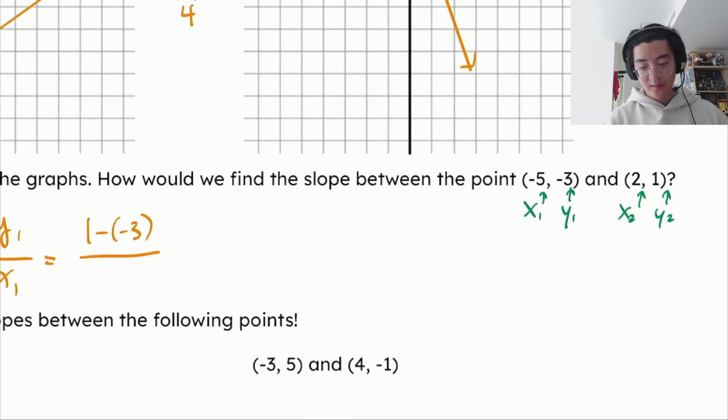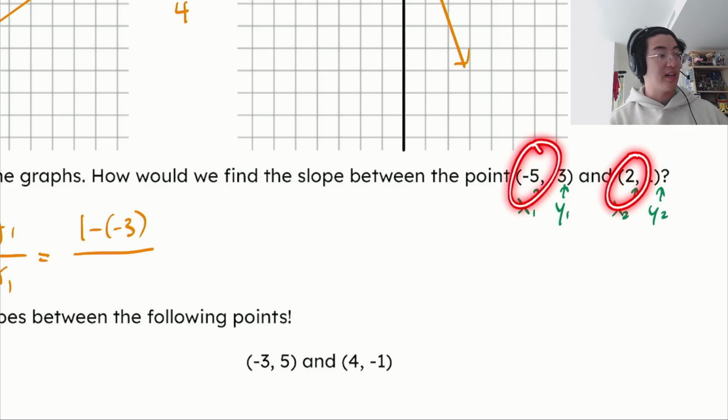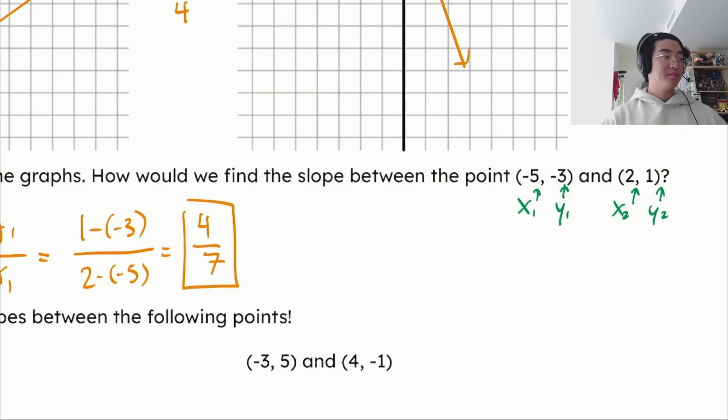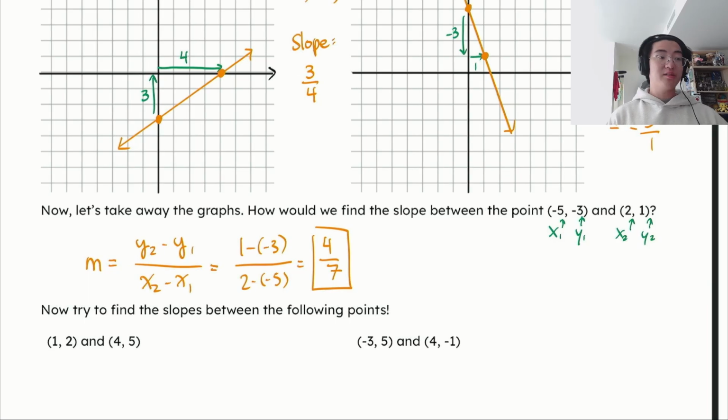And this over 2 minus negative 5. Which is just 4 over 7. And that's our slope between the 2 points. Okay, that's it. All we're doing here is subtracting the 2 y values of the 2 points and then dividing that over the 2 x values of the 2 points.